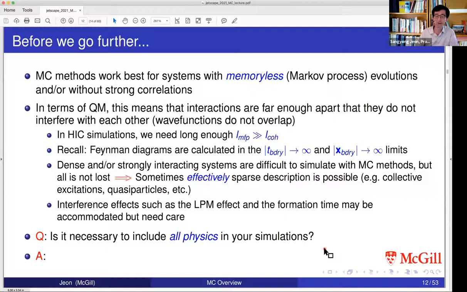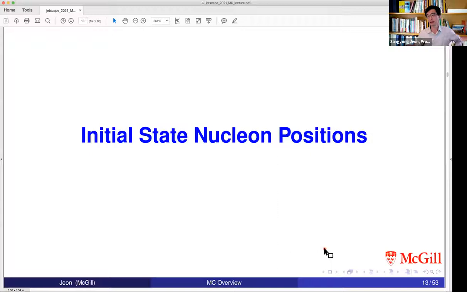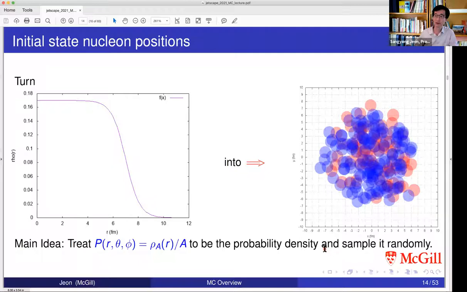Okay, so let's look at some details of what we actually do when we do Monte Carlo simulation. The first problem I want to deal with is turning the density profile of a nucleus. This is supposed to be something like lead or gold, approximately 200 nucleons. I want to turn this measurement or calculation, whatever you want to call it, into an actual distribution of nucleons.